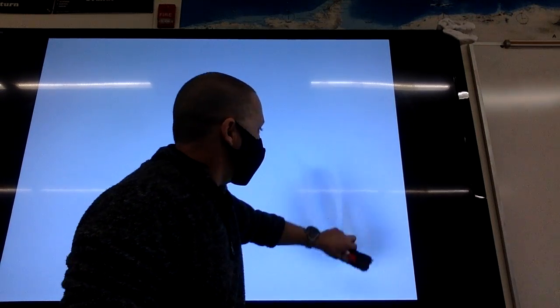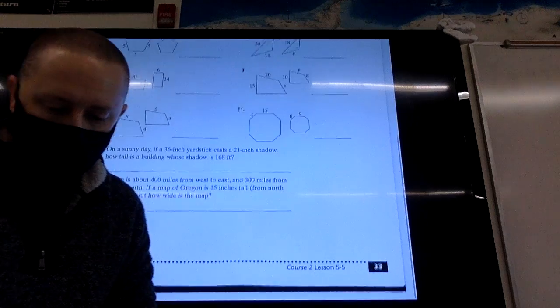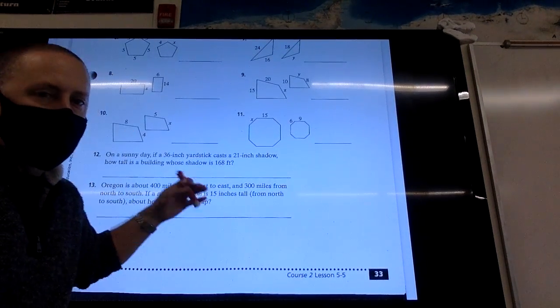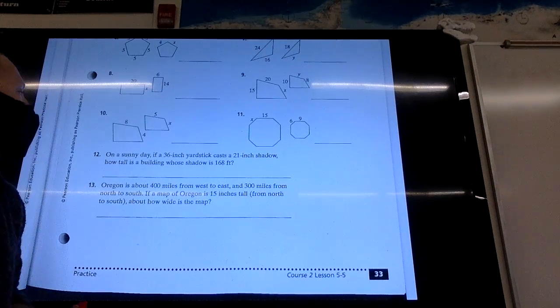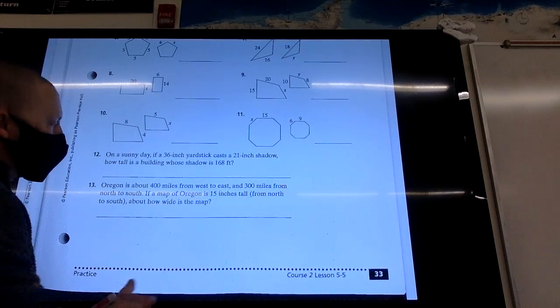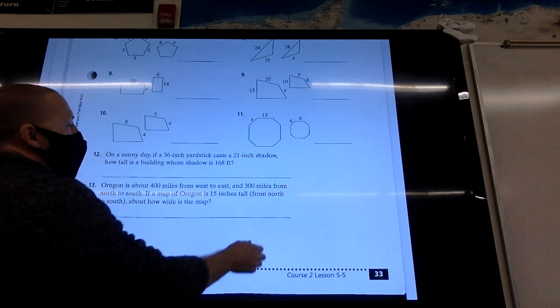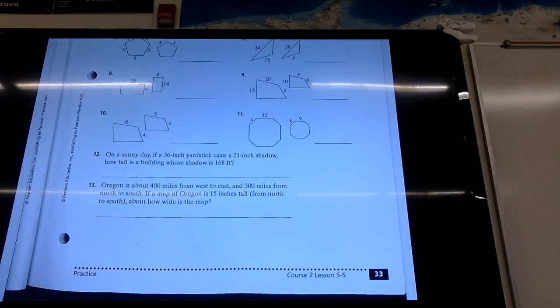Take a quick look through that. If you've got any questions, email me. It's pretty straightforward. It is 1 through 13. For 13, you're going to end up using basically a rectangle because it's about a map and it's a scale map question. Notice, west to east is going to describe how long that rectangle is, and north to south is going to describe how tall that rectangle is, okay?